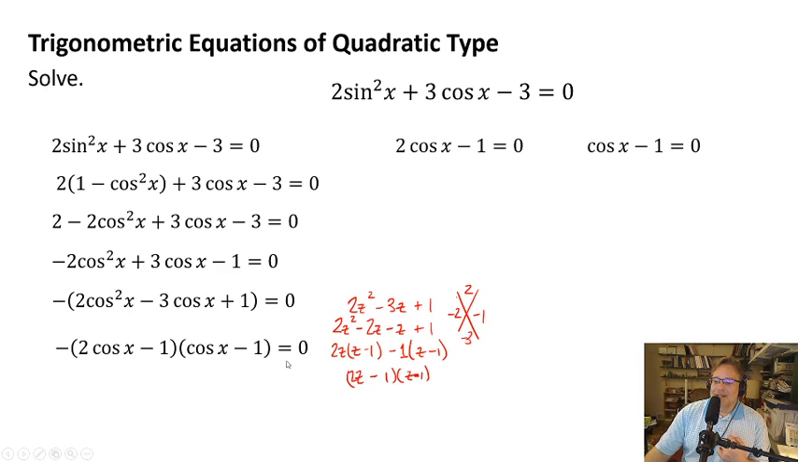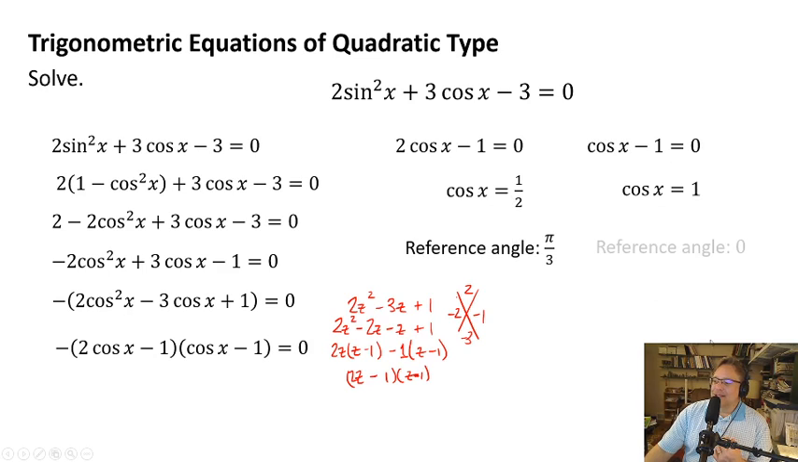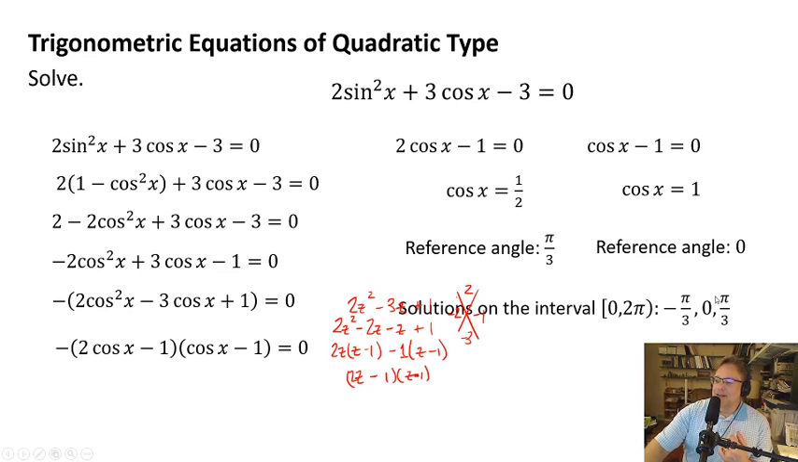We have two things to solve, either one of which can be set equal to 0. Cosine x is equal to 1/2. So that's a reference angle of pi over 3. Cosine of x is equal to 1. So that's a reference angle of 0. So for the solutions on the interval, there's only one place where cosine is equal to 1 on the interval 0 to 2 pi, not including 2 pi, and that's here at 0.